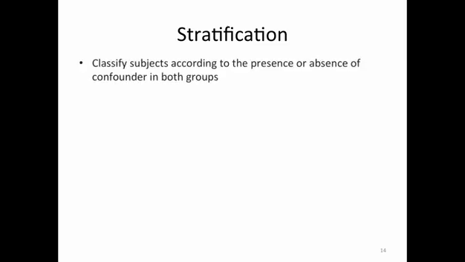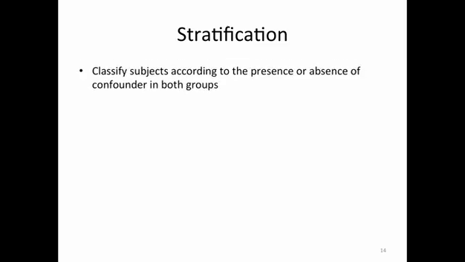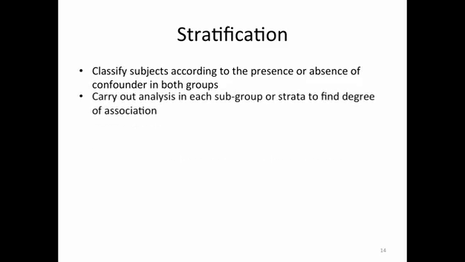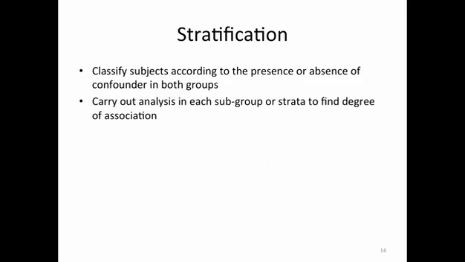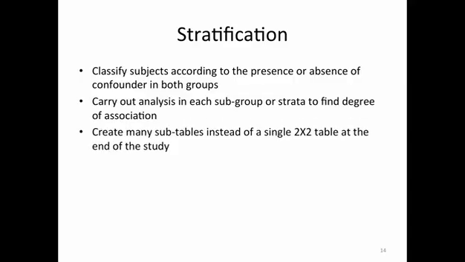Next comes the method of stratification. The term strata refers to layer or subgroup. It is a procedure by which subjects in the two groups in a study are classified according to the presence or absence of a confounder. For example, both coffee drinkers and non-drinkers can be classified into smokers and non-smokers. Then, the statistical analysis is conducted in each subgroup or strata to find the degree of association between cause and effect in each subgroup. So, instead of a single 2x2 table, you will be creating a number of 2x2 tables, one for each strata at the end of the study.